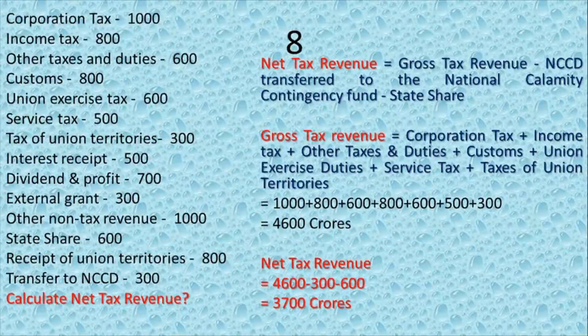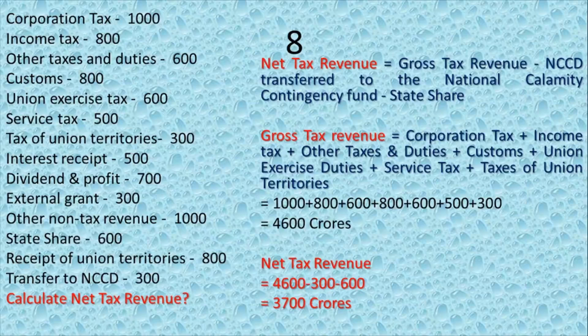So here it's given corporation tax 1,000, income tax 800, other taxes and duty 600, customs 800, union excise tax 600, service tax 500, tax of union territories 300, interest received 500, dividend and profit 700, external grant 300, other non-tax revenue 1,000, state share 600, receipt of union territories 800, transfer of NCCD to National Calamity Contingency Fund is 300. What is the net tax revenue?